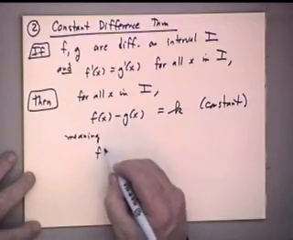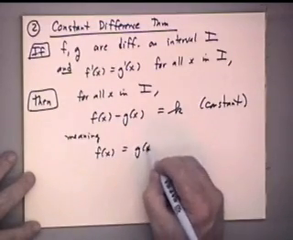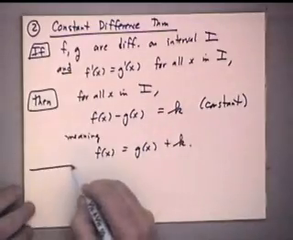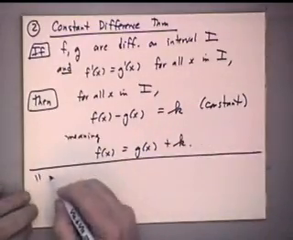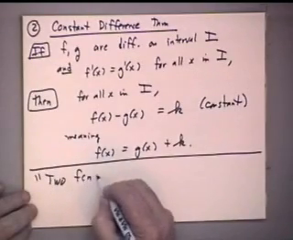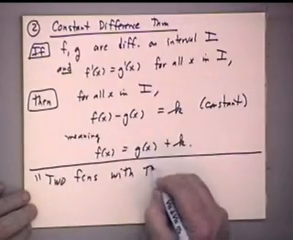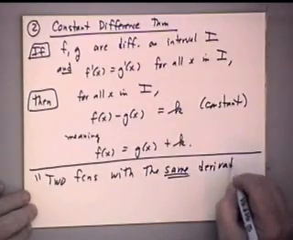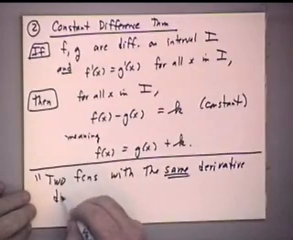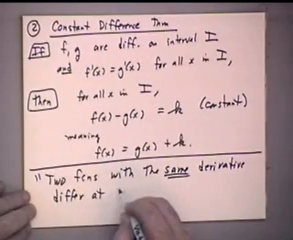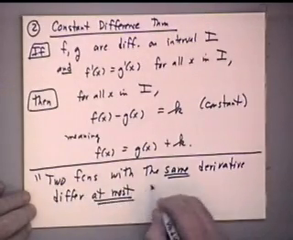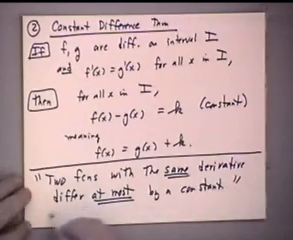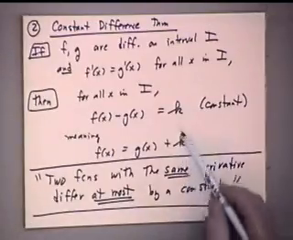Sometimes people write it as one of the functions is equal to the other function, g of x: f of x is equal to g of x plus k. That's another way to write this. And people often say two functions with the same derivative, as we have in the hypotheses here, differ at most by a constant.